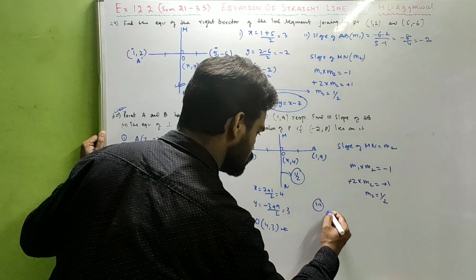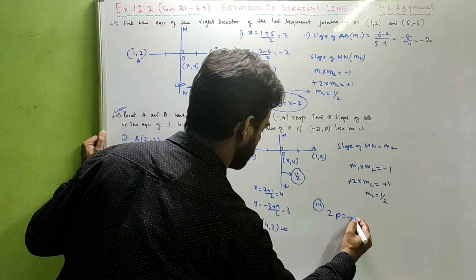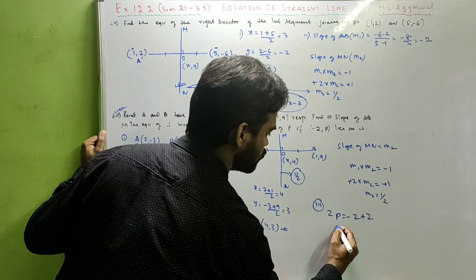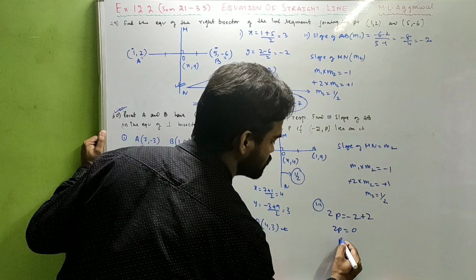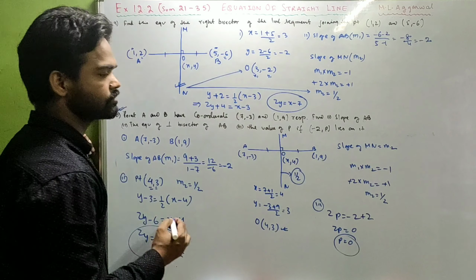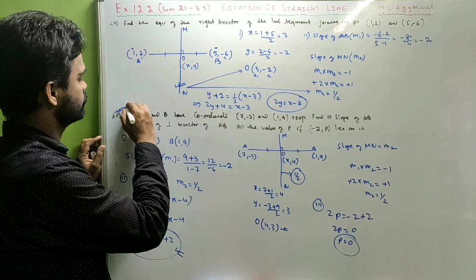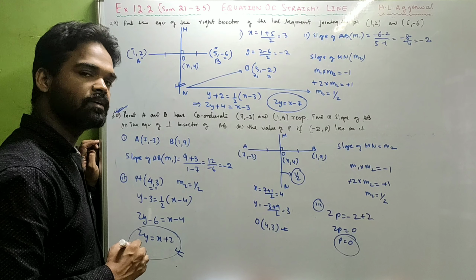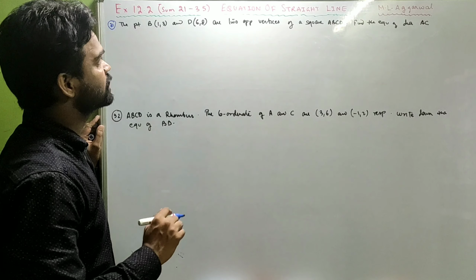So I can say 2P is equal to -2 plus 2, which means 2P equals 0, which means P equals 0, isn't it? Done. Very interesting. Now let us look at the next sum. Now look at sum number 31.